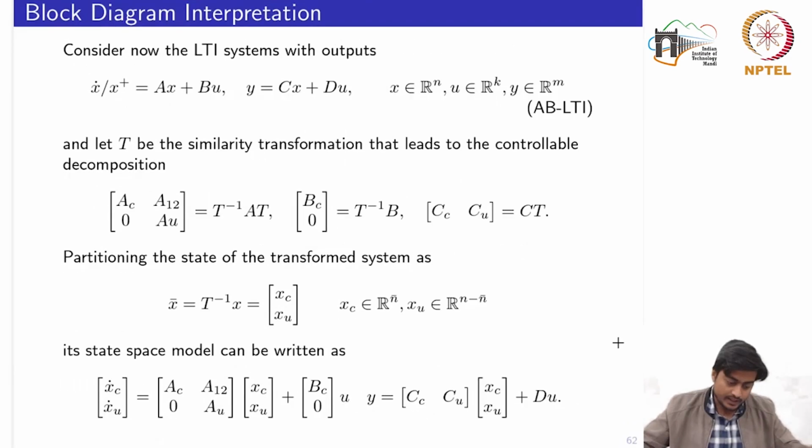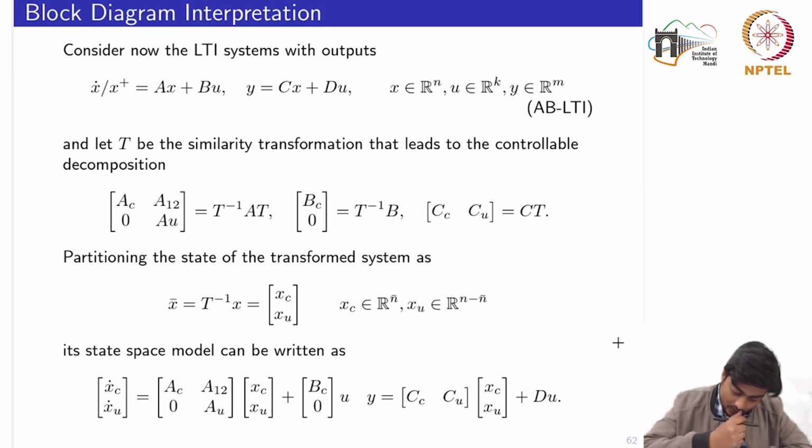Okay. After seeing the controllable and uncontrollable decomposition of the pair A, B, we can go back to the same representation that we have discussed previously. So let's see here. We have this LTI system, continuous and discrete both. Here T is a similarity transformation matrix which decomposed the pair A, B into this one, and this is nothing but your A bar, B bar and C bar.